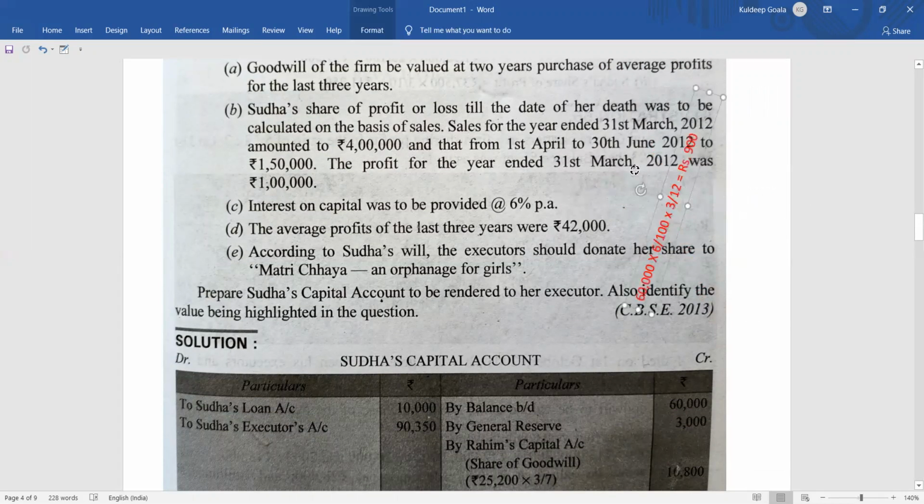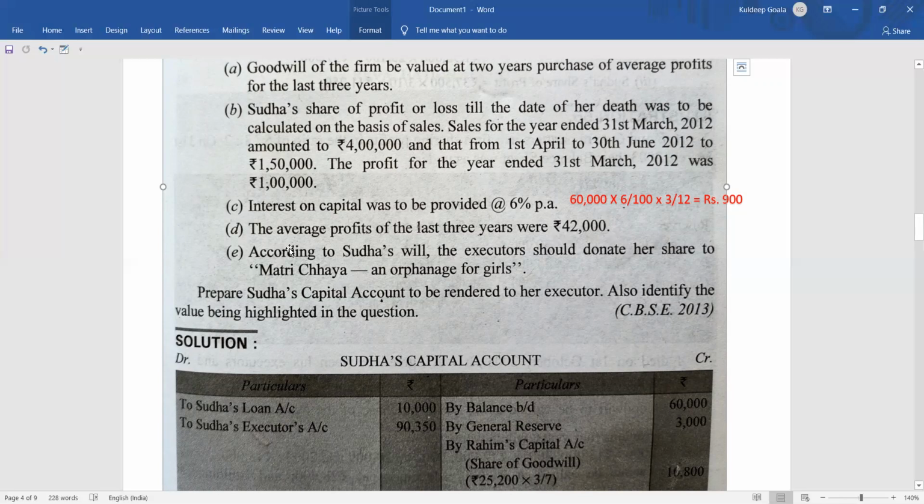Try to understand that it is not a very difficult one. The only thing is that you have to remember that goodwill will be given for the whole year, reserves and all will be given for the whole year, but interest on capital, salary, all this will be given only for a time period. Profit and all will be given for the time period for how many days the partner is alive. The average profit for the last 3 years, 42,000, we have already considered.